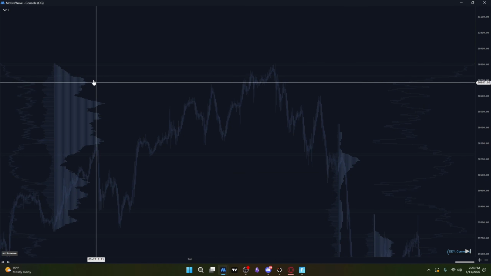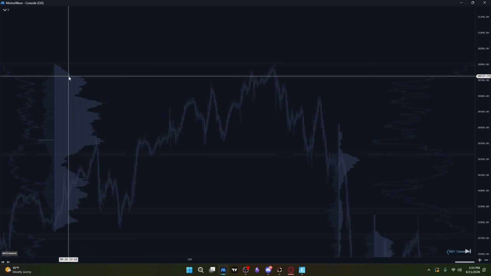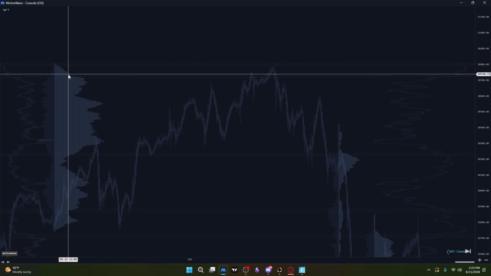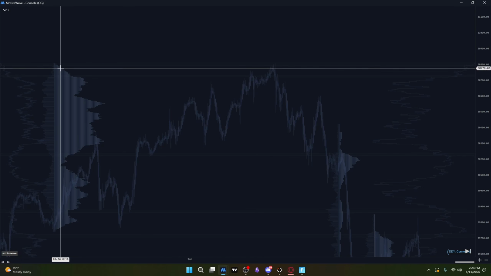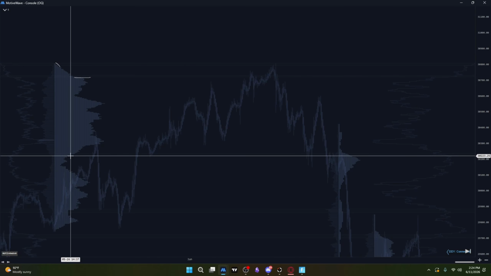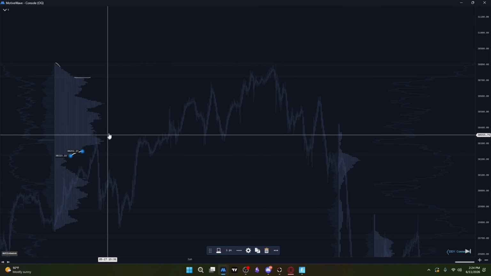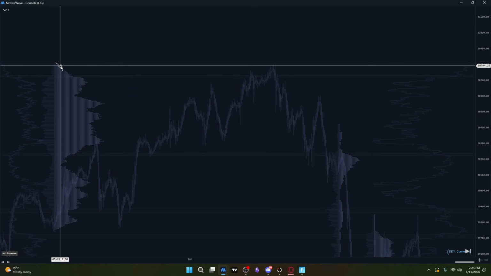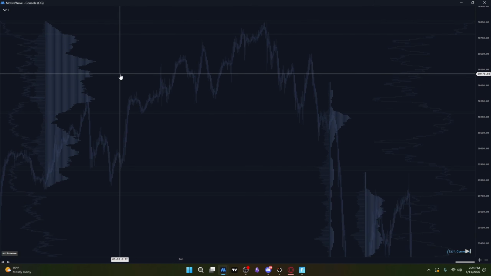We can have a TPO composite right here. We have our balance right here. We have this shelf right here. We have this ledge right here. Then we have this shelf right here. So those are my extremes for that balance.